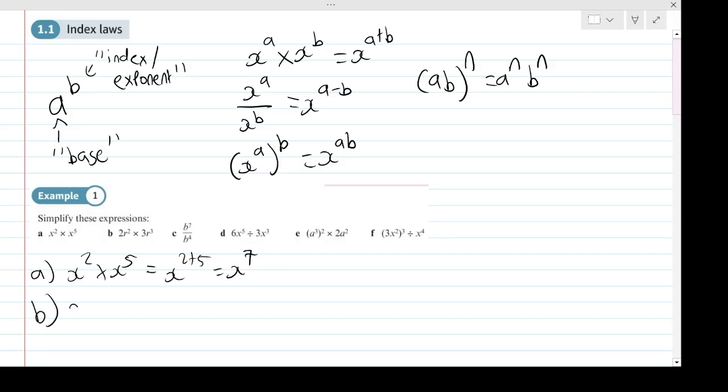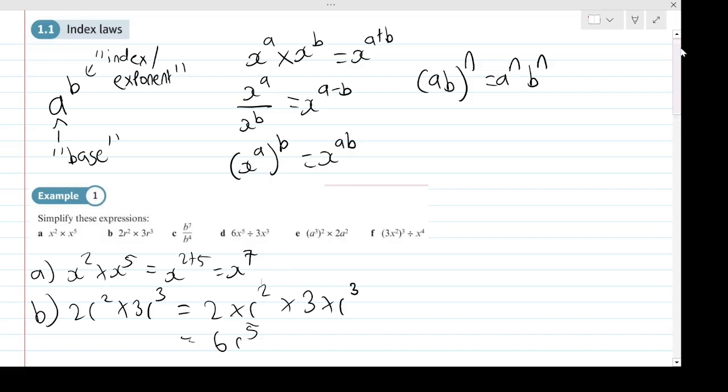Cool. Part B, 2r squared times 3r cubed. Now, what this is saying is, firstly, when we've got terms like this, we multiply everything, right? Because this is saying 2 times r squared times 3 times r cubed. So a common strategy, when you've got numbers mixed with different terms together, is you multiply the numbers first. So 2 times 3 is 6. Then you multiply the r squared and the r cubed. Now r squared times r cubed is going to be r to the 2 plus 3, which is r to the 5, right? It's the same addition of powers that we did in part A. Okay, cool.